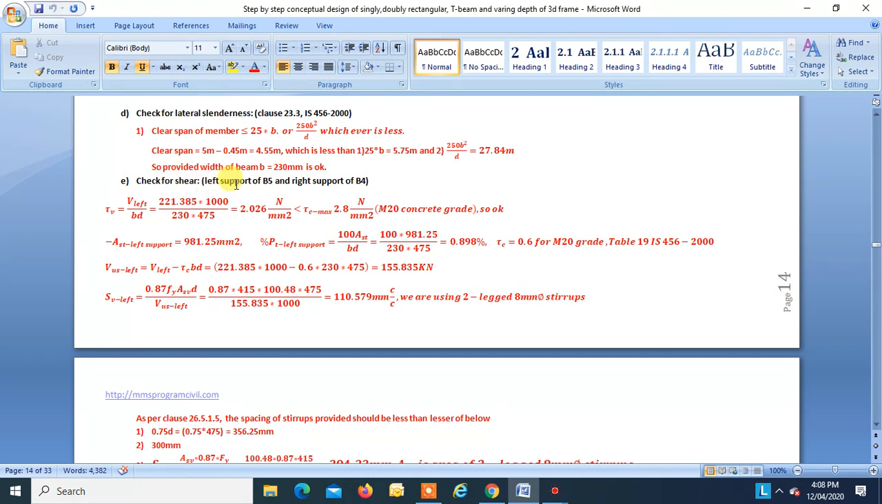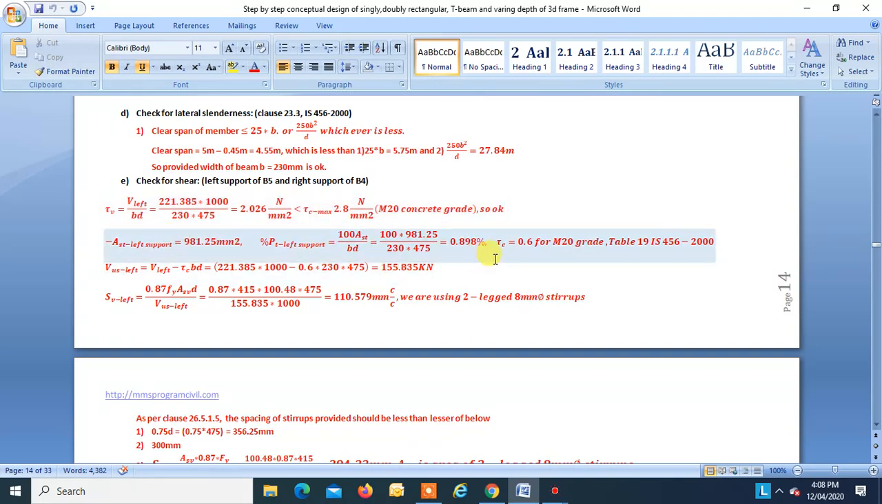Check for shear at left support. This is the V left which we get from analysis. So tau V is found to be 2.026, which is less than tau C max 2.8 for M20 grade concrete, Table 20 of IS 456 2000. Okay, tau V should be less than tau C max, right?